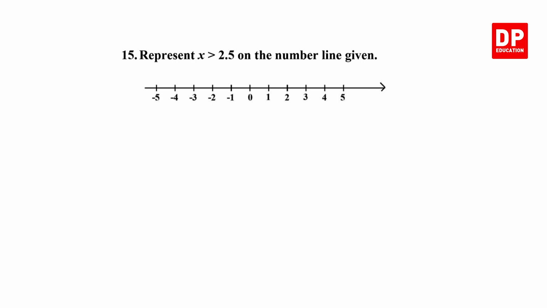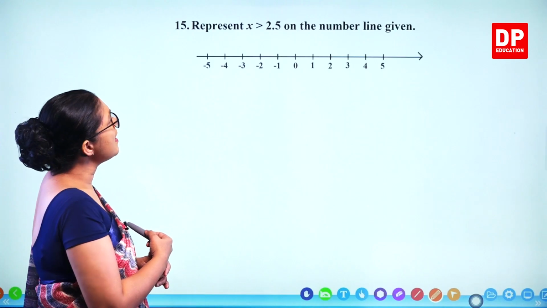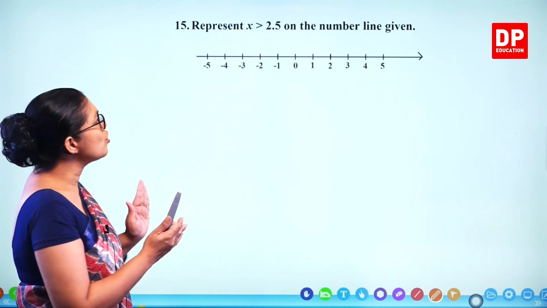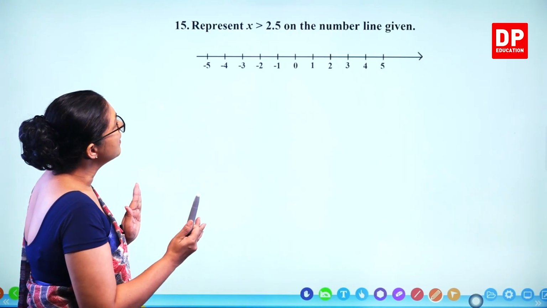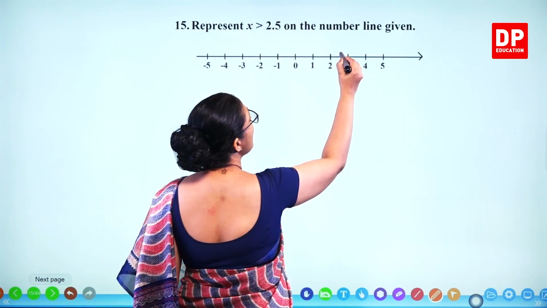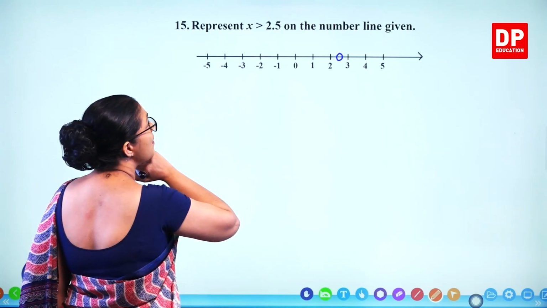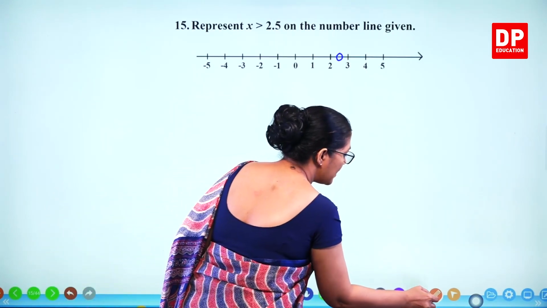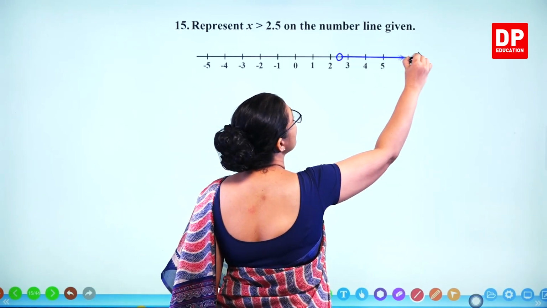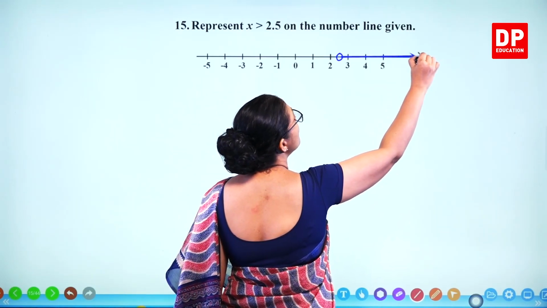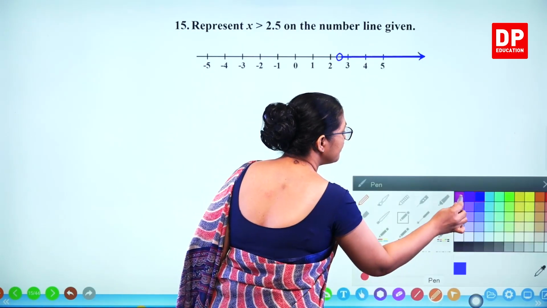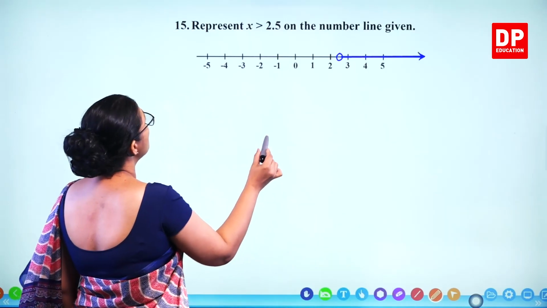Question number 15. Represent x greater than 2.5 on the number line. 2.5 means in between 2 and 3. So middle. But 2.5 is not included. So you can draw an open circle in the middle. Now it's greater. Greater means to the right. You can draw the arrow to the right. So 2 marks.